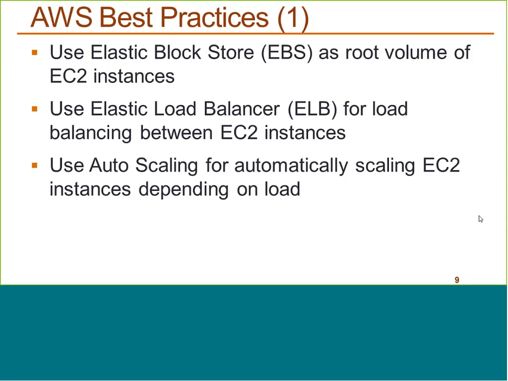You should use Elastic Load Balancer for load balancing between EC2 instances. It is better to use an Amazon service like ELB rather than your own software. For example, some of you may be familiar with HAProxy, which is a load balancer for traffic. Instead of that, use ELB because it will make your life easier. Auto scaling is one of my most favorite features because it's so simple and so powerful. So use auto scaling for automatically scaling EC2 instances depending on load.